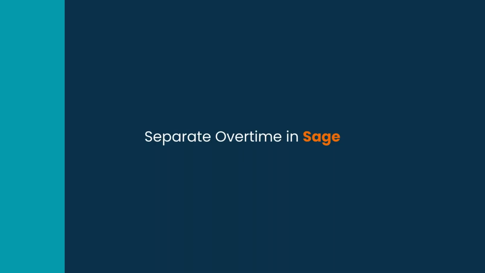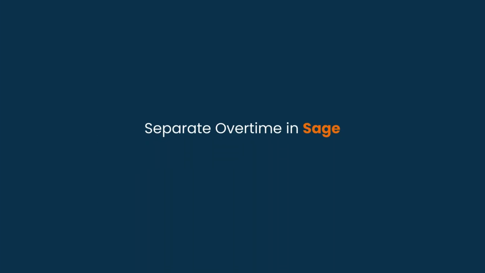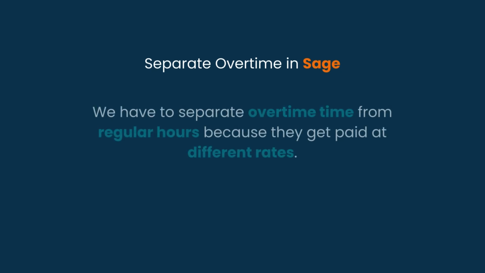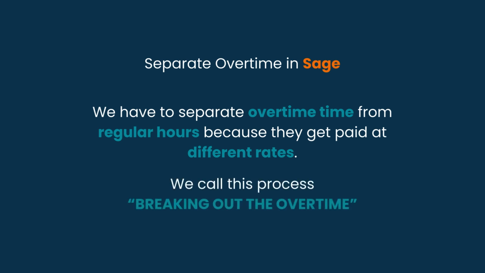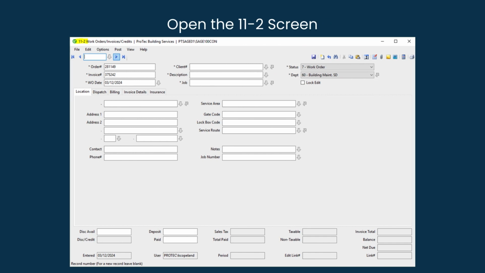The next step is separating out overtime in our accounting software, Sage. When we have overtime, we have to separate the overtime time from the regular hours because they get paid at different rates. We call this process breaking out the overtime. We will log into Sage and open up an 11.2 screen.